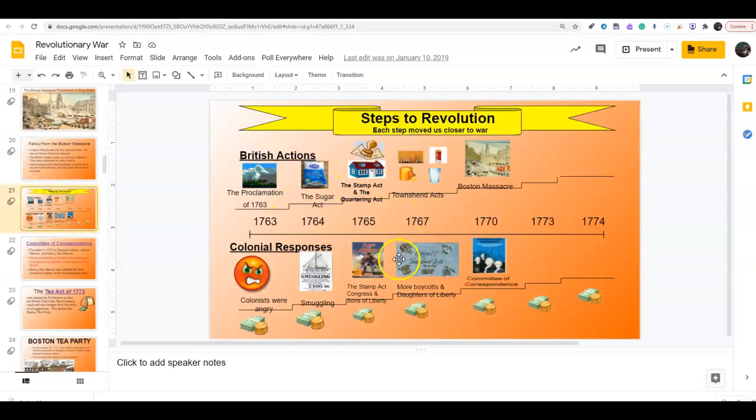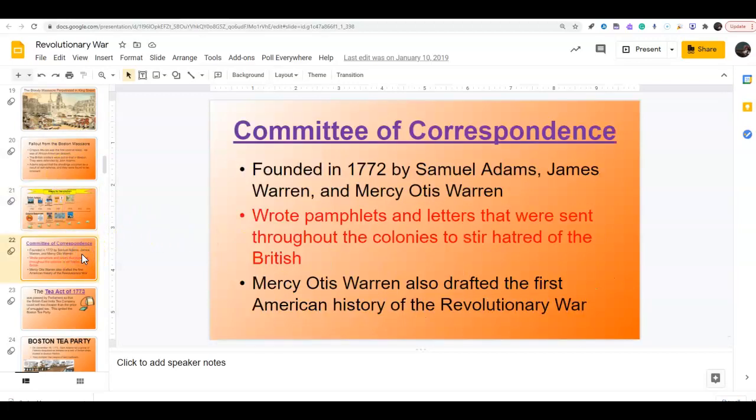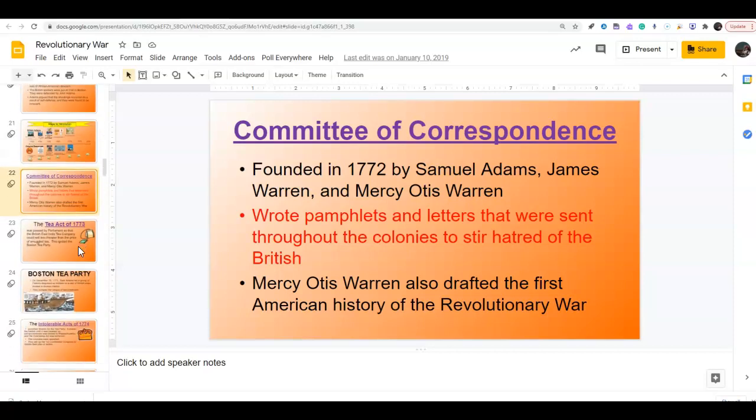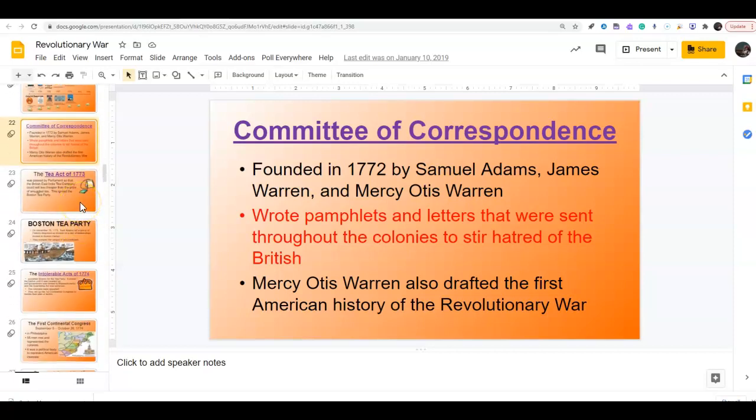All right, so some more things here. As a result of the Boston Massacre, the colonists and founding fathers realized the importance of swaying people's opinions. So we talk about the fact that we have three groups of people. You got patriots, loyalists, and you have the people who are neutral. Well, the Committee of Correspondence's job is to get those people that are neutral to join their side. So what they did is they wrote pamphlets and letters that were sent throughout the colonies to stir hatred for the British. So that's what they did.